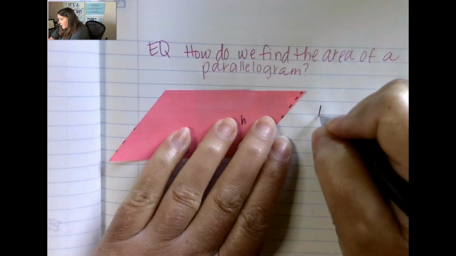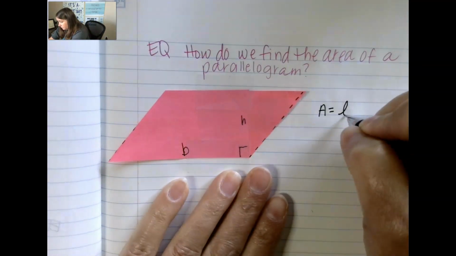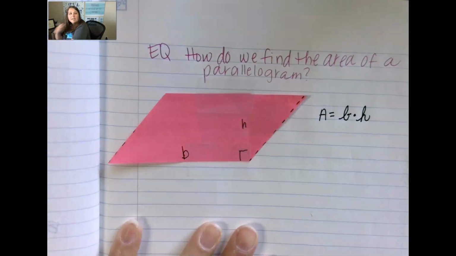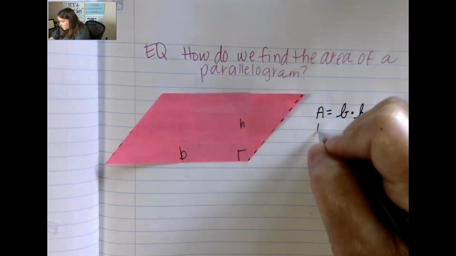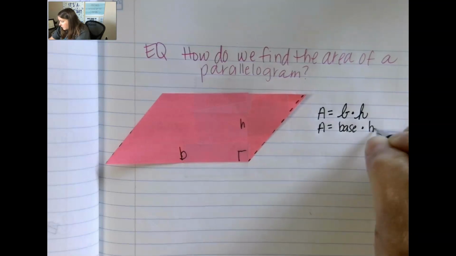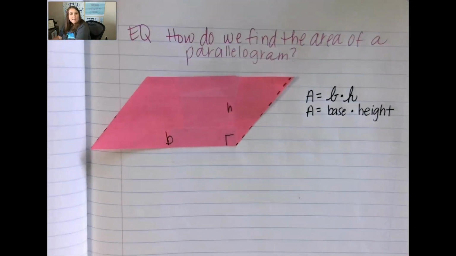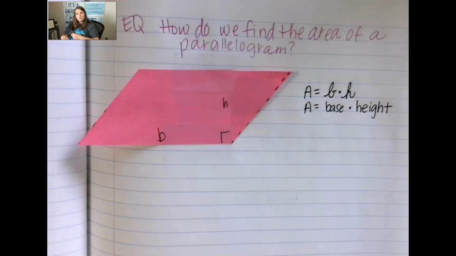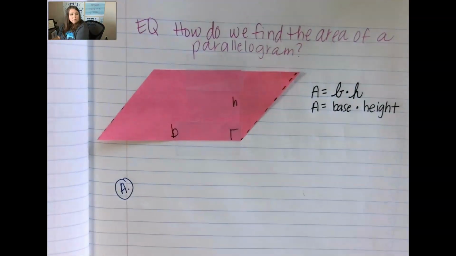So to find the area of the parallelogram, we're going to do area equals the base times the height. They always write in fancy letters when we're doing geometry, but really this is just area equals base times height. So B times H. Okay, let's go ahead now and do some examples so that you have a better understanding of how this is going to work.